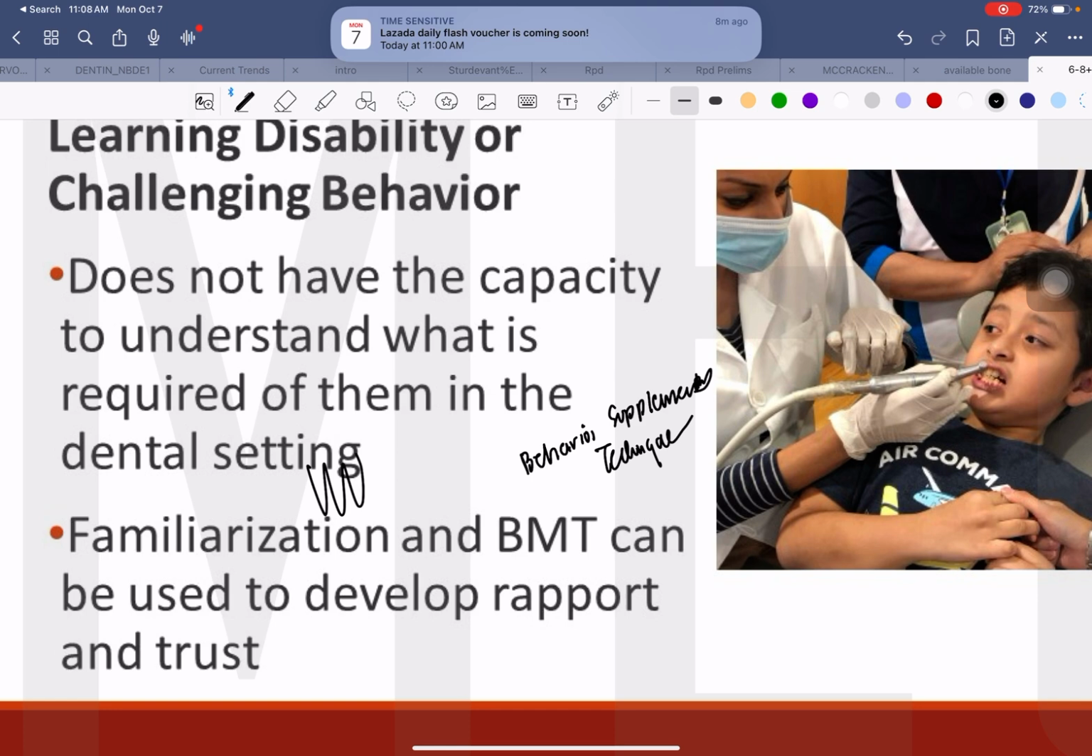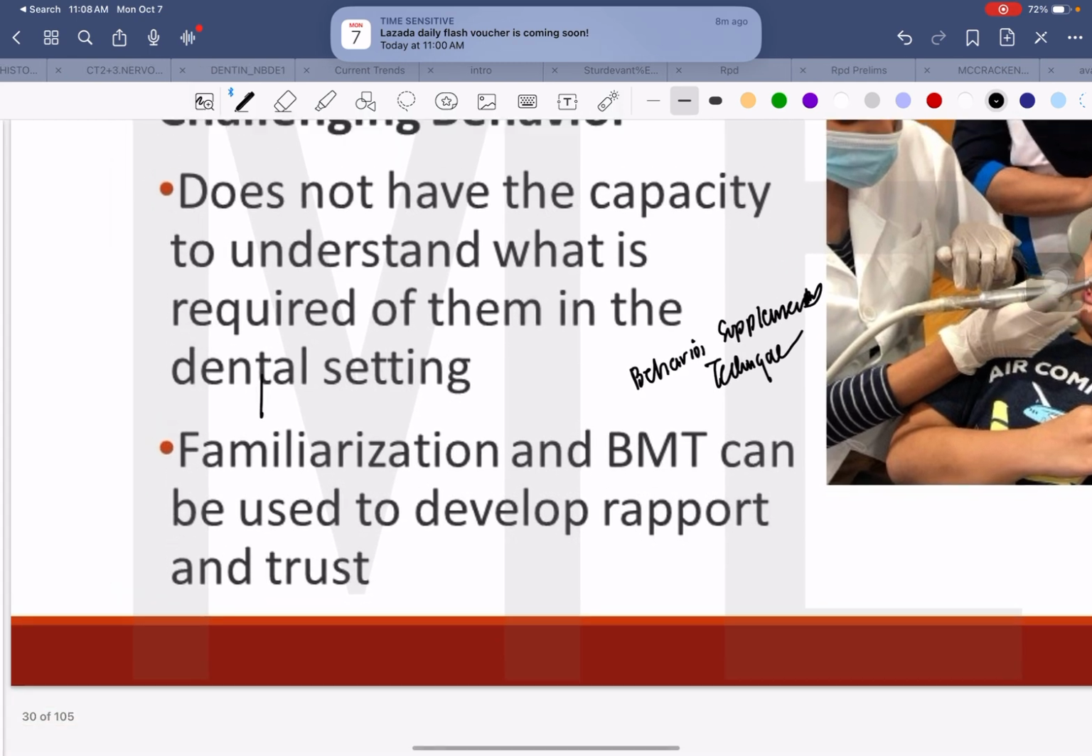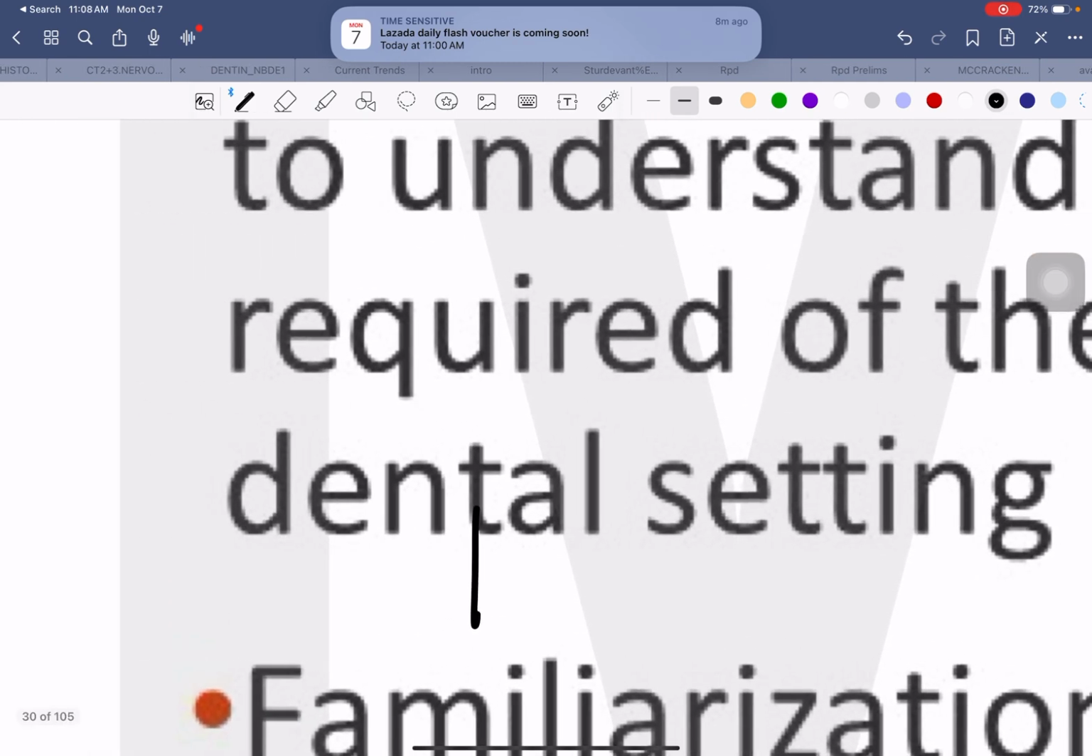So actually, in the conference, there are really different views in regards to managing patients with special needs. In US, as much as possible, they don't want the patient undergoing general anesthesia or sedation. In the Asian countries, they always want general anesthesia. So it's safer, it's faster, and it will be less traumatic for the patient.